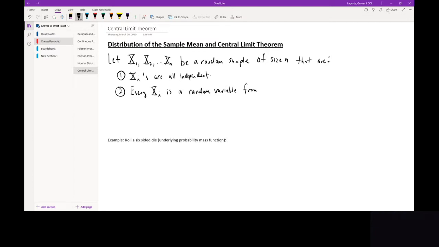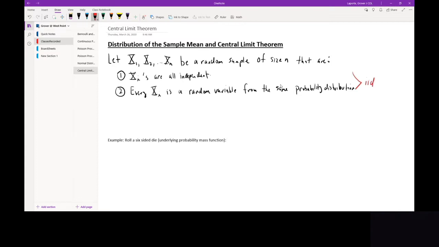from the same probability distribution. And these can be discrete, continuous, it doesn't really matter, as long as they all come from the same distribution. So as long as we're independent and we all come from the same distribution, these two ideas combined are usually called IID. So you'll see that written.